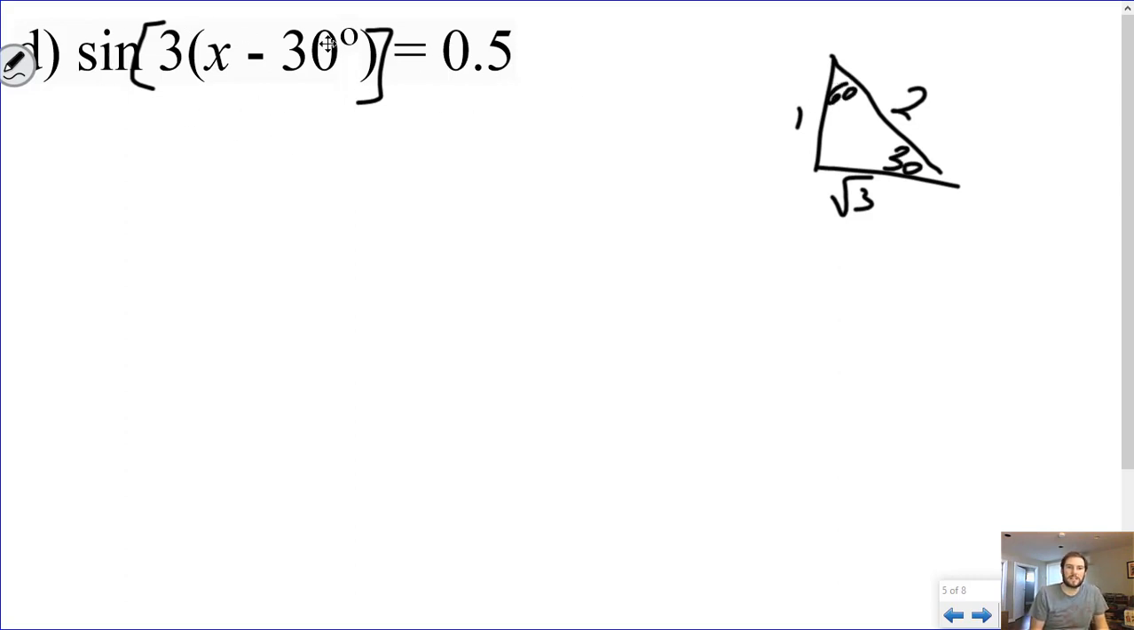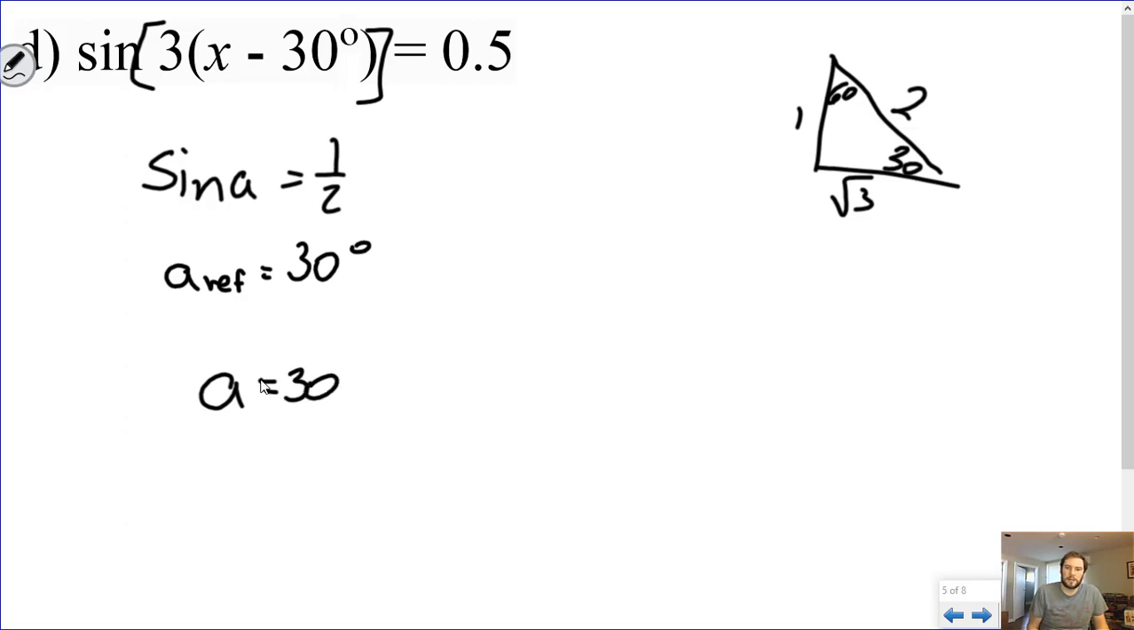So what that means is if I take the inside of this bracket and I just replace it with another variable. So let's say sine A is equal to 1/2, right? So now what I can say is that my reference angle for A is 30 degrees, right? Which means that A is either equal to 30 or A could also be over here at 150, right? So A could also be 150 degrees, so it could either be 30 degrees or it could be 150 degrees.